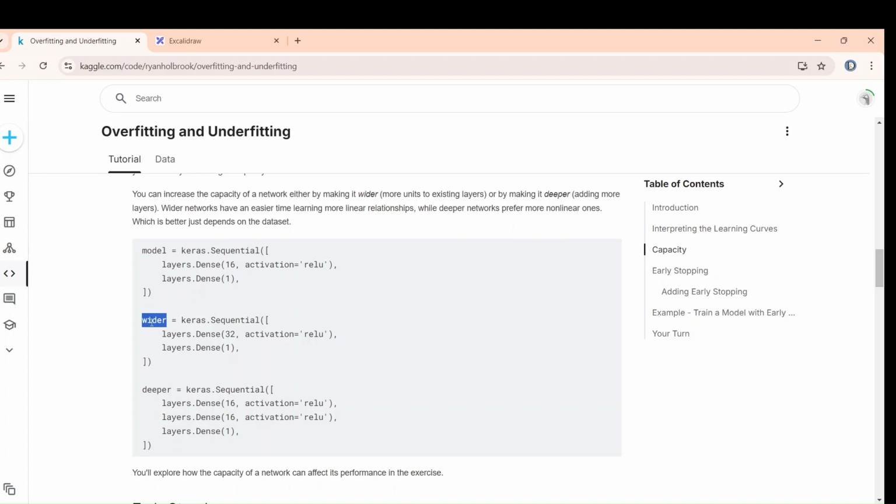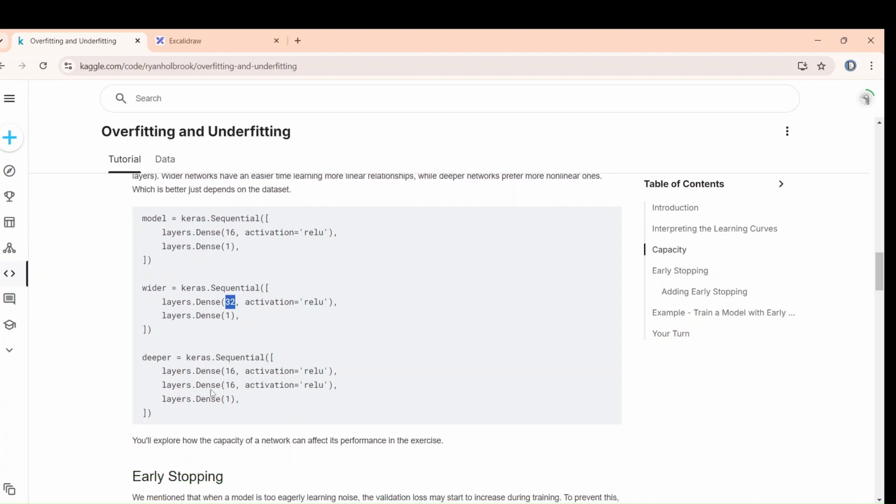Now you can make it wider. How to make it wider? By adding more units to the existing layers. So here you are increasing the units. You are making it 32 instead of 16, almost double. And activation is ReLU. And the layers.Dense, this is for output.